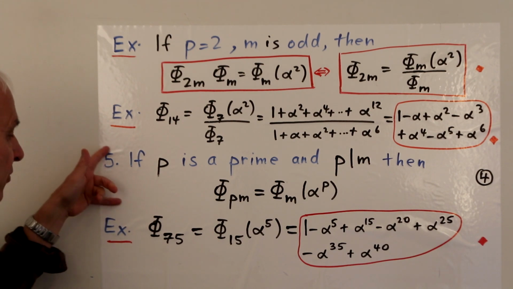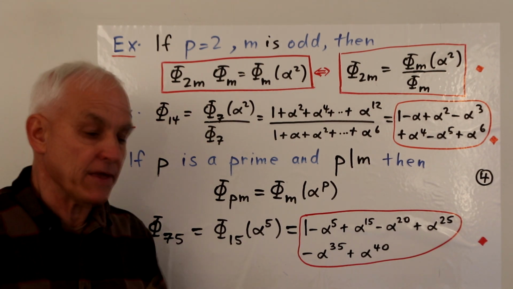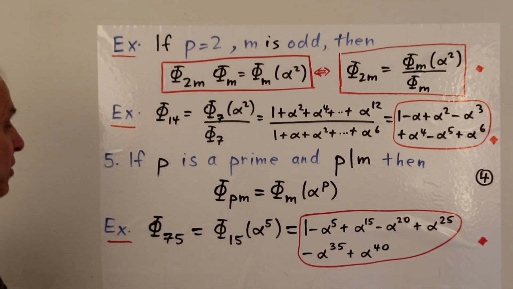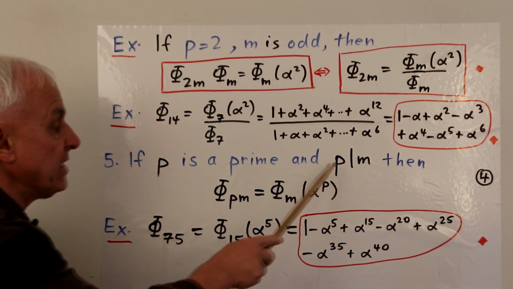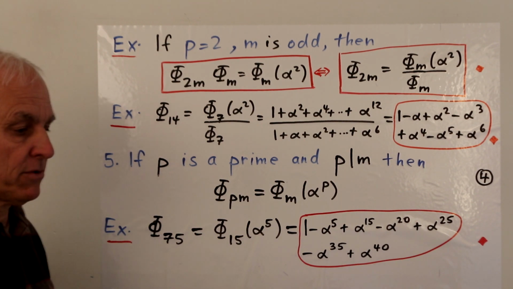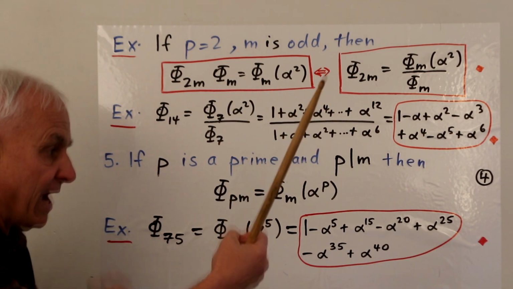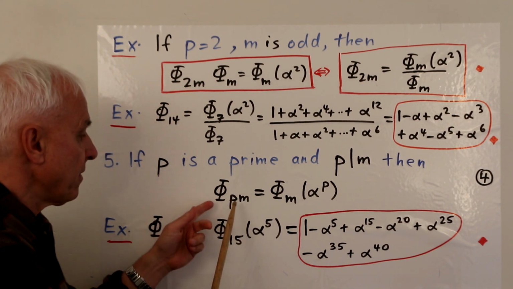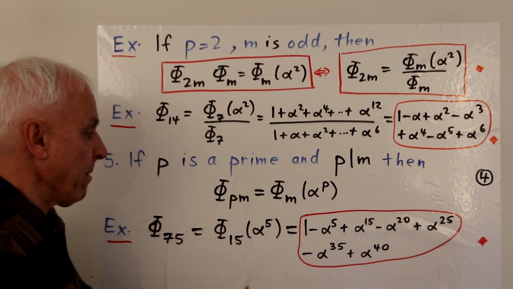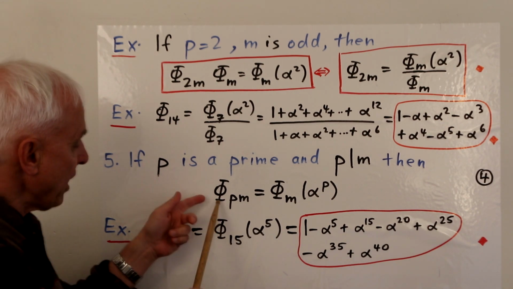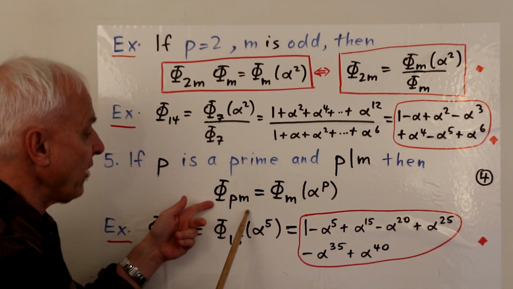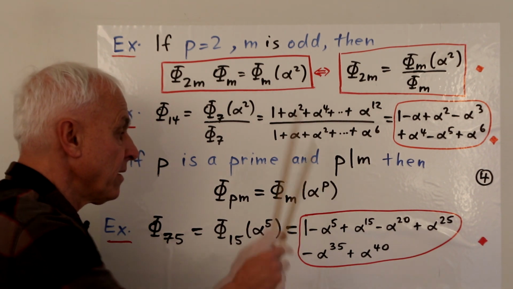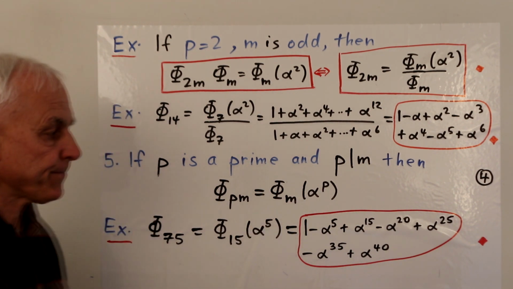Here is the other really important rule that complements the one that I've just shown you. It's the case when you have p a prime and p divides m. So m now is not relatively prime, but p actually divides m. Then it still relates phi sub pm to phi sub m, but the relation's a little bit simpler. So now phi sub p times m equals phi sub m of alpha to the p.